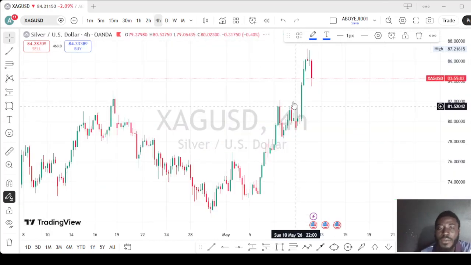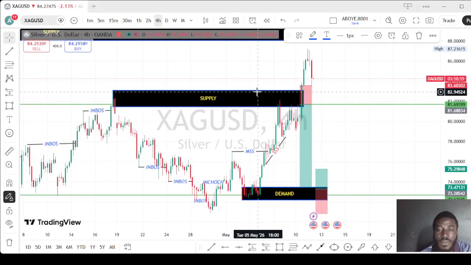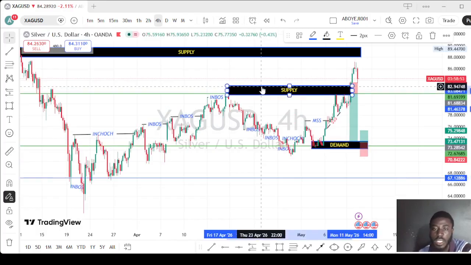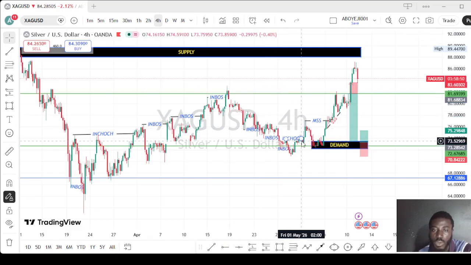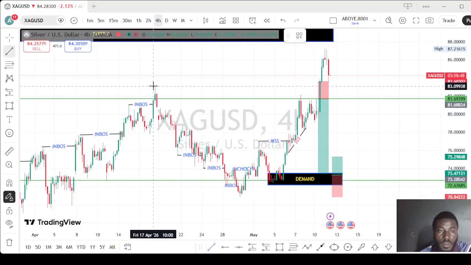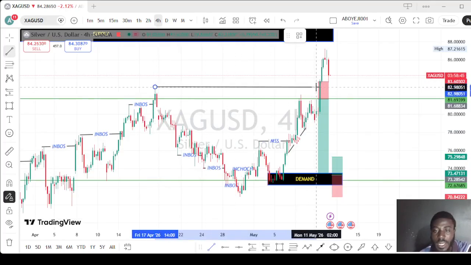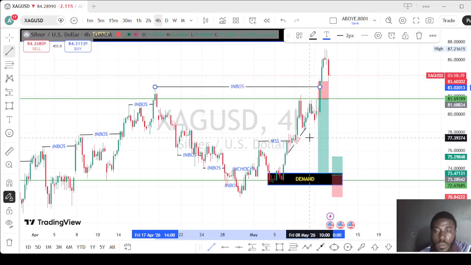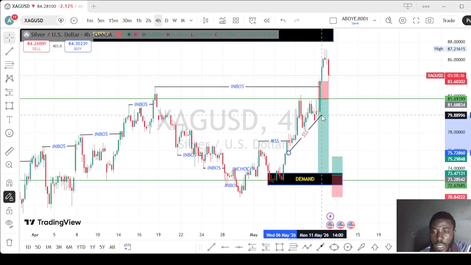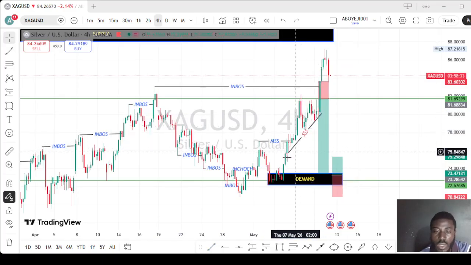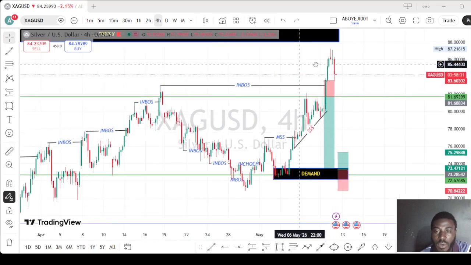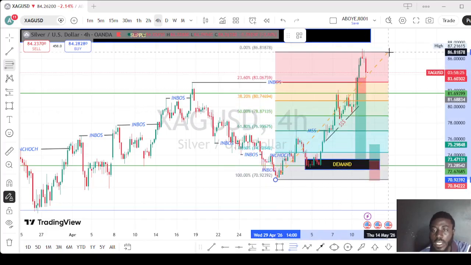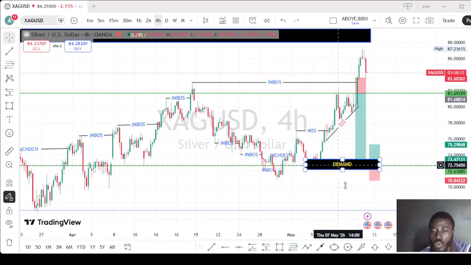So let's move to the 4 hour time frame. This 4 hour time frame is our analysis time frame. This supply has now turned to a break of structure. These are recent breaks of structure now. All this one serves as liquidity. The market needs to sweep. All this one serves as liquidity. These are recent breaks of structure for me. And if we use our Fibonacci retracement, this is where the market has come. So we are still expecting the market to come down.